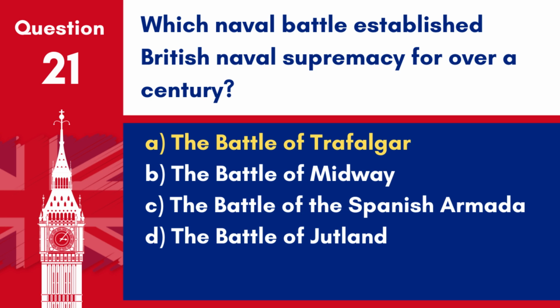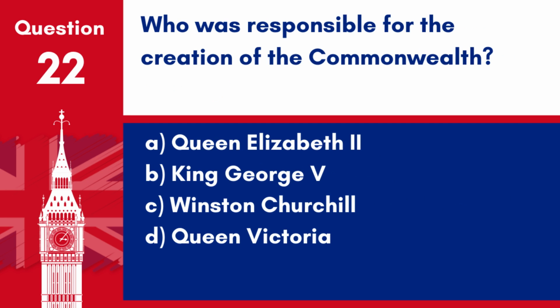Answer: A. The Battle of Trafalgar. The Battle of Trafalgar in 1805 established British naval supremacy for over a century, decisively defeating a combined French and Spanish fleet. Question 22. Who was responsible for the creation of the Commonwealth?